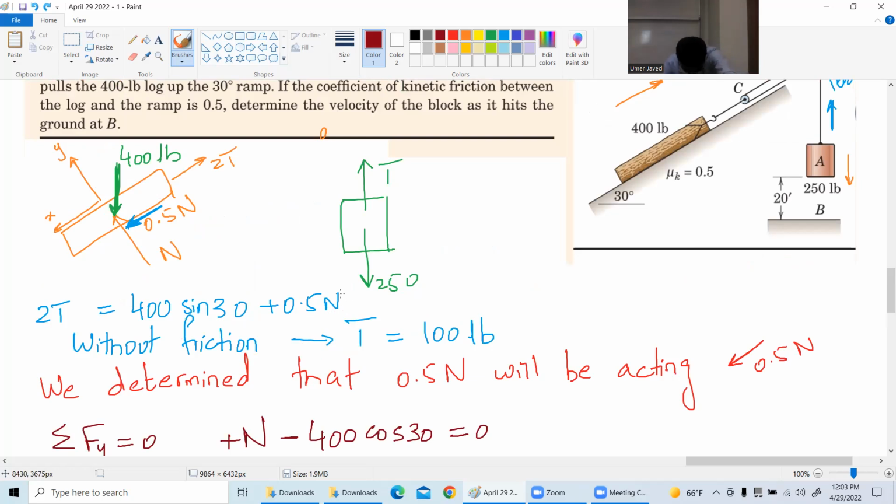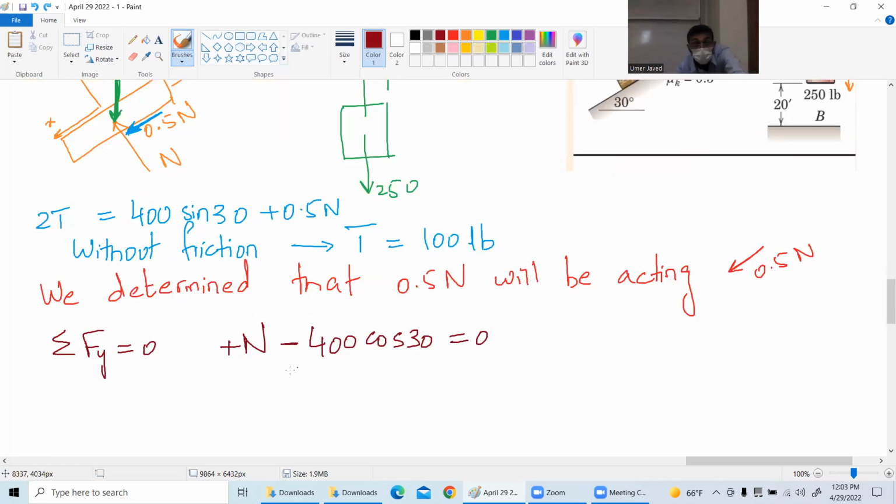Okay. Then we have N comes out to be 400 cosine 30, which gives us 346. And when N comes out to be 346, I'm not even sure why on earth I had the need of doing it without friction. In fact, I think with one step I could have used it here and would have immediately got that T comes out to be 183 pound, right? So 186.5.